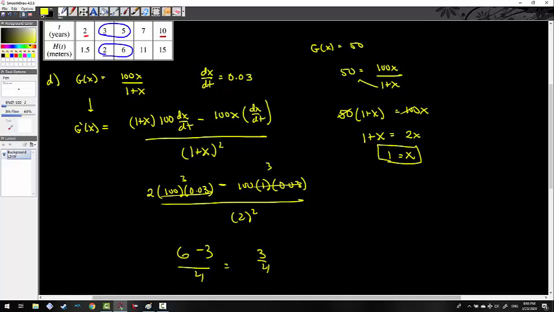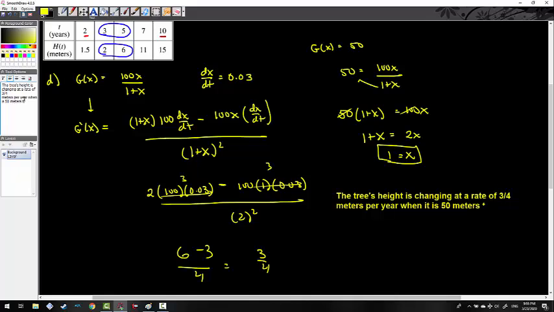Now, it seems like they're not asking for me for units, but if we want to put it in there, we could say then that the tree's height is changing at a rate of 3/4 meters per year when it is 50 meters tall. And again, I don't think they asked for that justification, but it's always cool to plug it in.